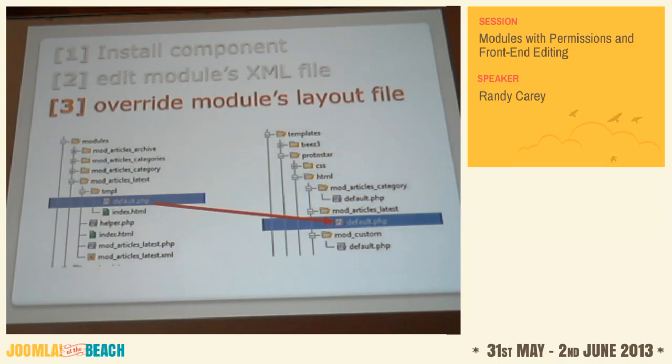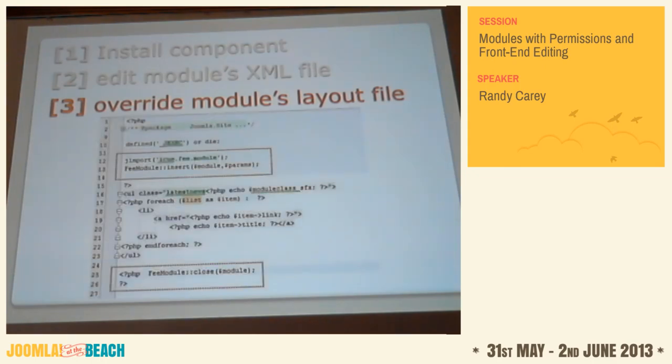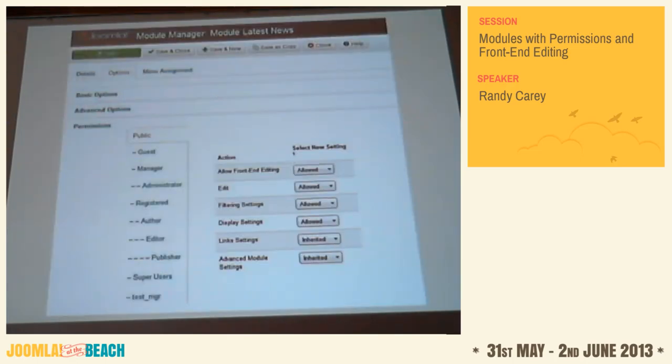Then you want to override the modules layout, modules, and again, the slides will be posted. You override it by copying it and putting it under the HTML of your template. And the simple thing: jimport iq.fi.module, which is the library file that I'll be providing, and then fi module :: insert, and you pass two parameters that every module has available to it, $module, $params. At the end, we need to close it off and have fi module :: close $module. What this does is insert the edit box and also the logic to say, should I even put an edit box here? Should I even put an edit little button in there? All that's managed by just putting this little bit of code in there.